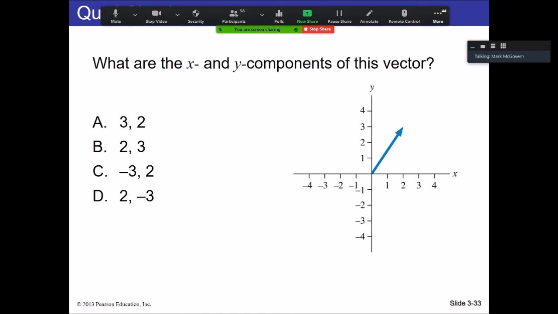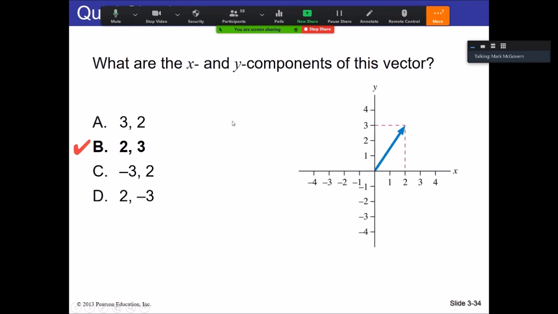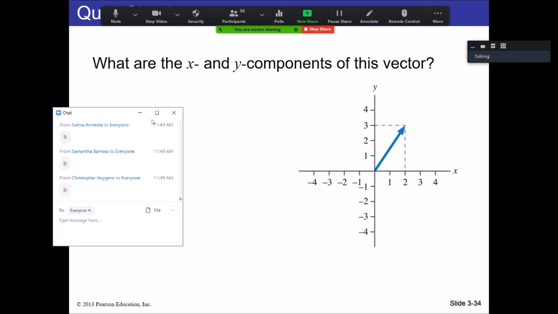You're not going to impress me. A lot of B's. I like it because it's right. So if we call this vector A, we would say a sub x is 2 and a sub y is 3. Fantastic. Excellent.